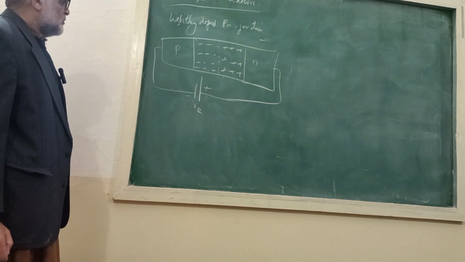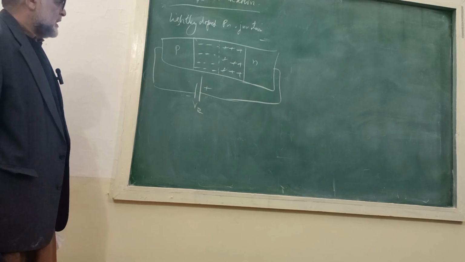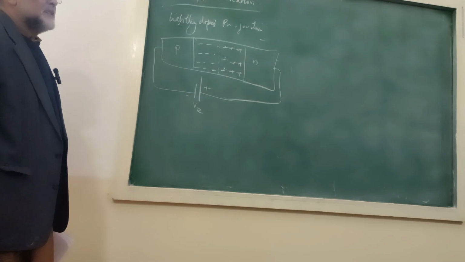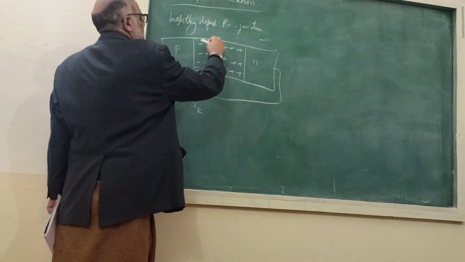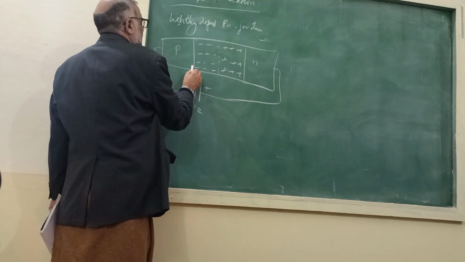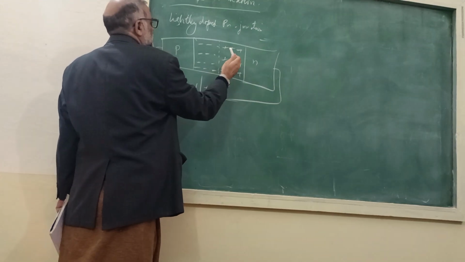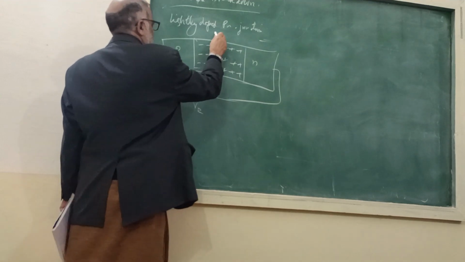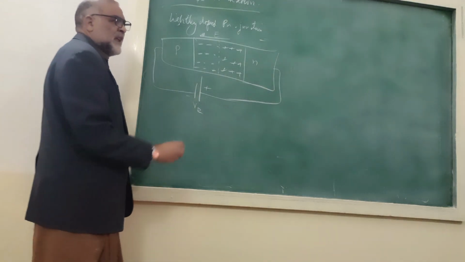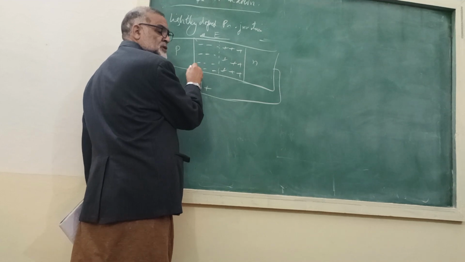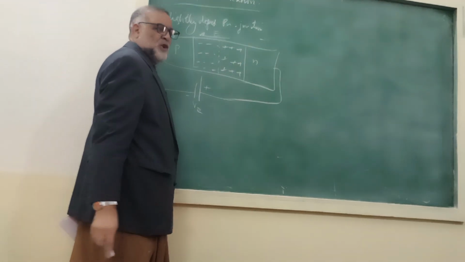Now, when you have applied a reverse bias and it is high, greater than the working voltage of a PN junction, this electric field attracts the electrons to this side, and holes will be attracted to the other side because of the action of the electric field.